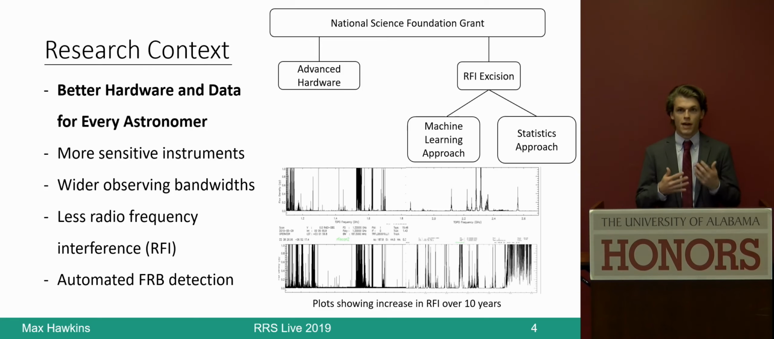Because with better instrumentation and observing over wider bandwidths, meaning we collect more of the radio frequencies at once, we also get more unwanted data, so this RFI. And so my work is dealing with reducing that data while also hoping to automate the detection of desired astronomy signals like FRBs. This plot on the bottom shows the difference in how RFI has grown over the past 10 years. The top plot is from 10 years ago, the bottom plot is from just a few months ago, and you can see how more of the radio frequency bands are actually saturated with unwanted noise.